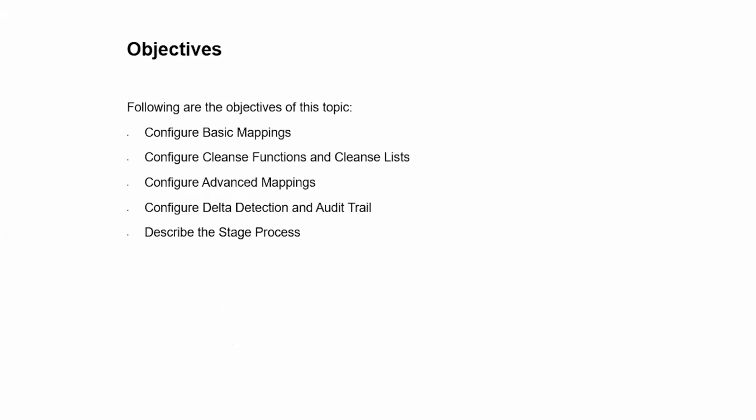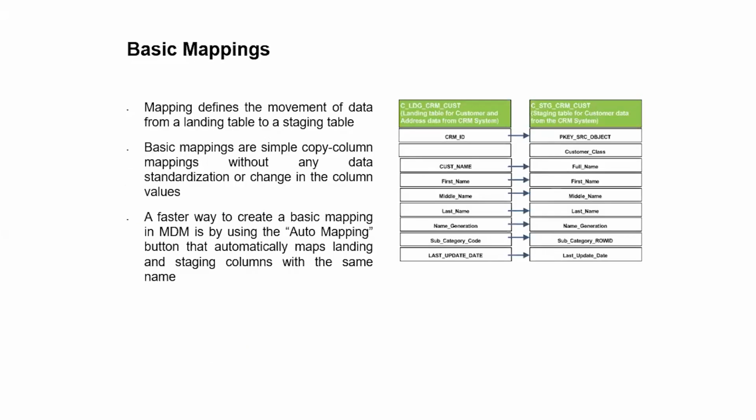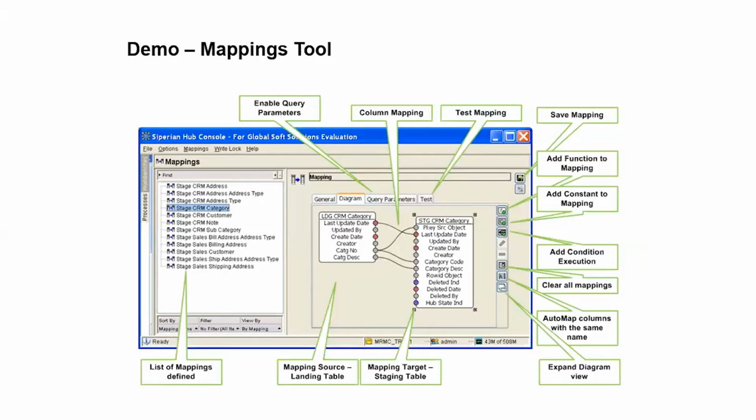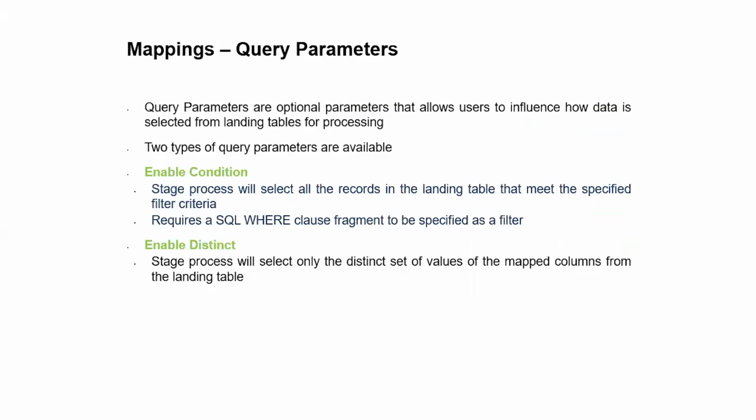Okay. Stage process. We have to configure the mapping for the stage process and cleanse functions as required, and we map the columns. I explained how we have mapped the columns and how we can add the functions. The enable condition is similar to the SQL where clause. Enable distinct to get the distinct records. Suppose the landing table contains duplicate data; to avoid that, we can enable the distinct function, but we'll make sure that before loading the data into the landing table, we remove the duplicate records.